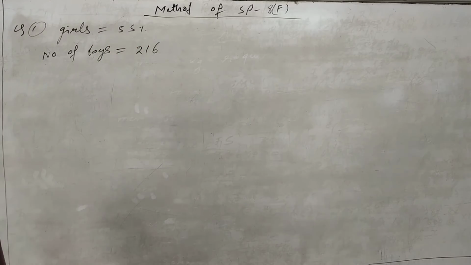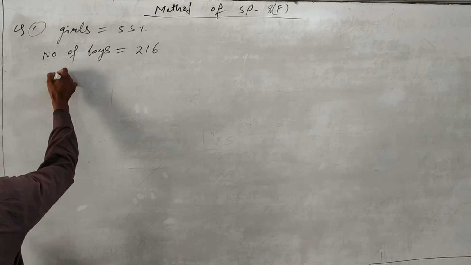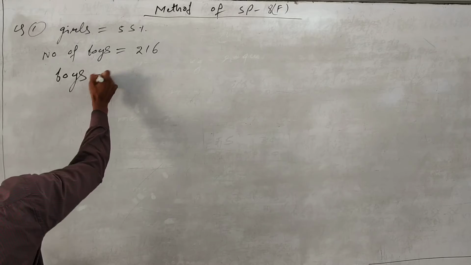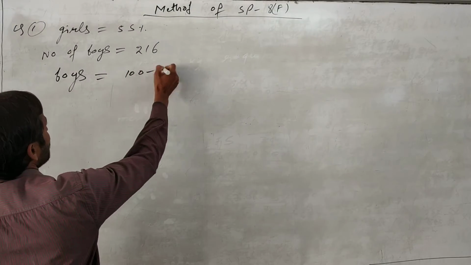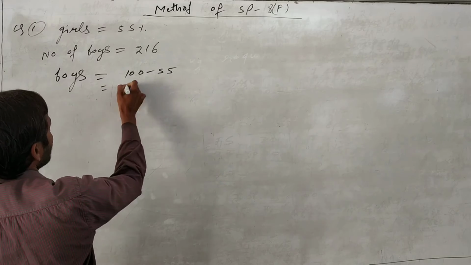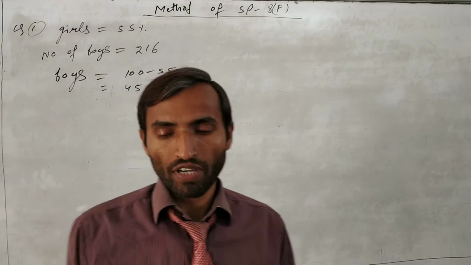Now, first of all, we will find the percentage of boys. So, first of all, what we do in this case: total percentage is 100. So we will subtract 100 minus 55. Okay, then it will come 45%. So the percentage of boys is equal to 45%.